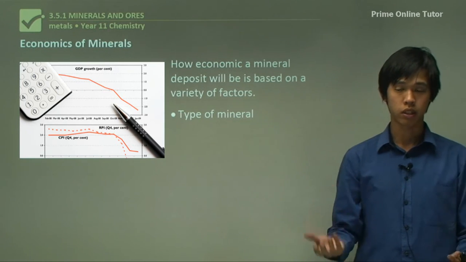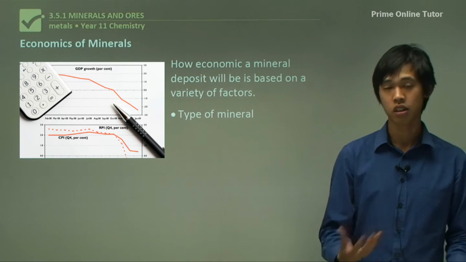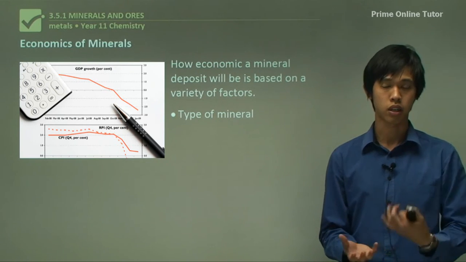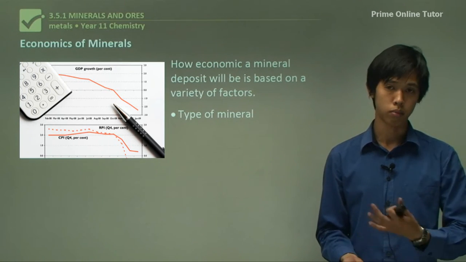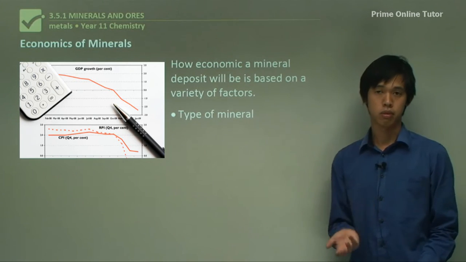If I had a big deposit of silver and an equally big deposit of, say, iron, the silver will be more expensive. The final product of silver I could sell for more than I could sell the iron. So the type of mineral makes a big difference.